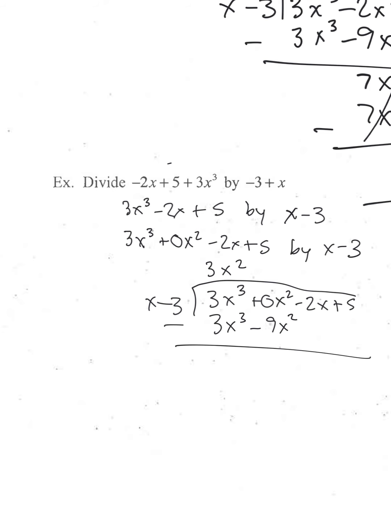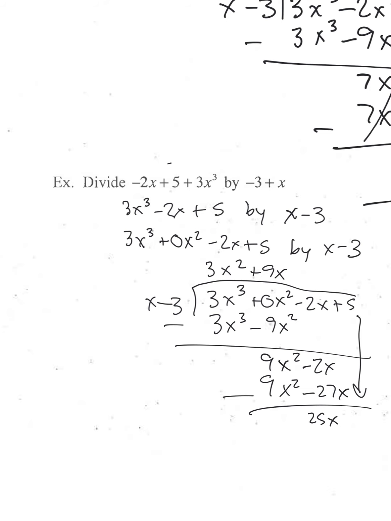Okay, I'm going to subtract those. So I end up with a positive 9x squared. Bring down my minus 2x. X minus 3 goes into 9x to the second 9x times. 9x times x minus 3 is 9x squared minus 27x. Subtract these, and we end up with a positive 25x.